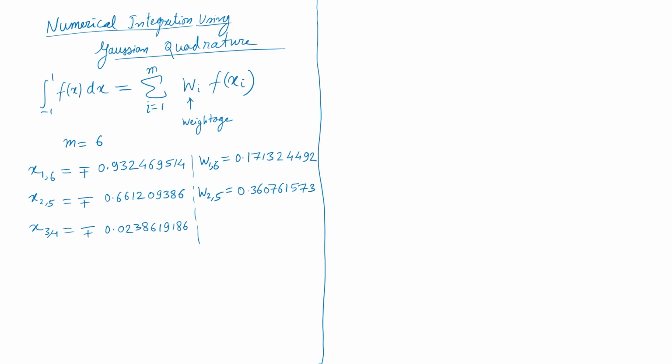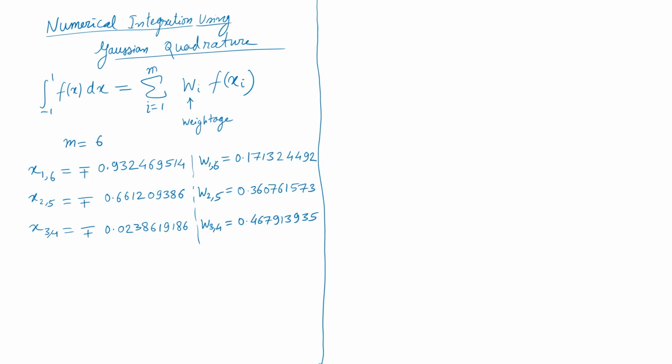If you search on the internet, you will find these numbers also. Search for 6 point Gaussian quadrature. Just double check in case I make a mistake or you make a mistake and you are not getting correct answers, you can verify from the internet. Most numerical analysis books also have these. And w3 and w4 is 0.467913935.